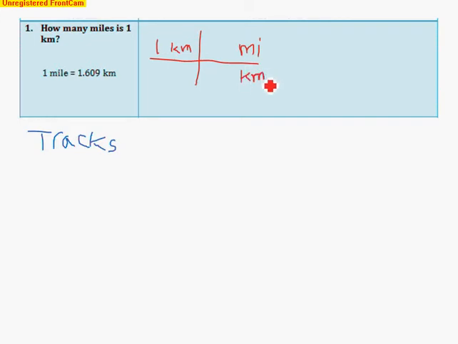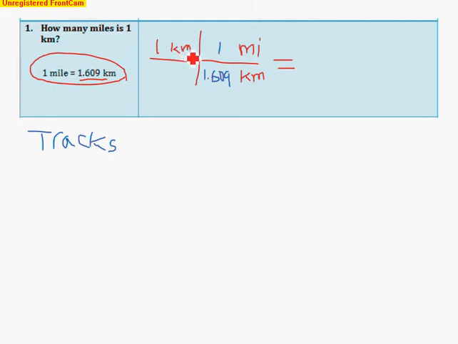Now, look at your conversion factor. Write the number next to the unit over here. So we see that kilometer is associated with the number 1.609. So let's write 1.609. And 1 mile, the mile is associated with 1, so we just write 1. And this is equal to what?